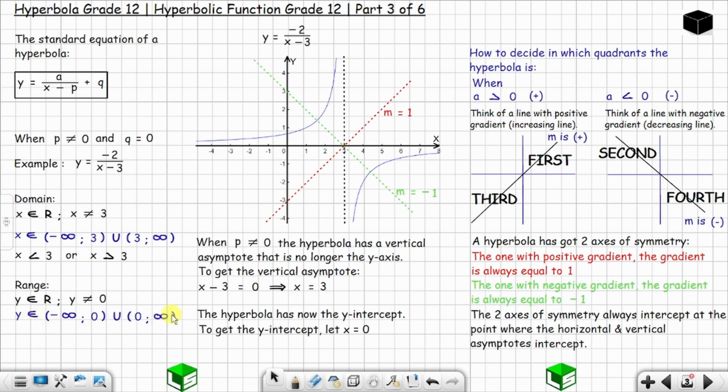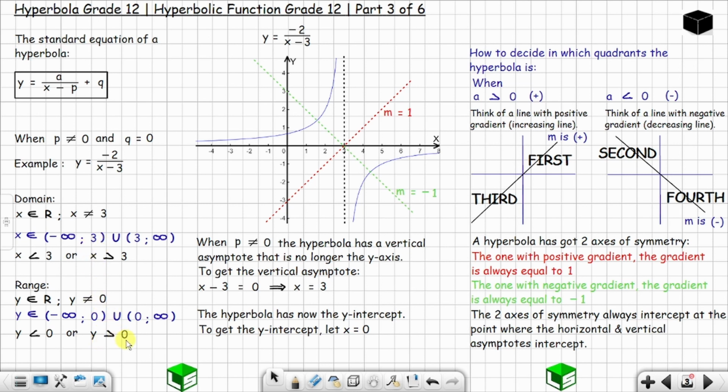Or you can give the range like this: y less than 0, or y greater than 0, okay? You don't have an equal sign there because 0 is excluded. 0 is not part of the range. This is why you don't have an equal sign there. And this is why you have a round bracket there to show that 0 is excluded. So you have 3 ways in which you can give the range, and you have 3 ways in which you can give the domain. Just give one, okay? You don't have to give all the 3.